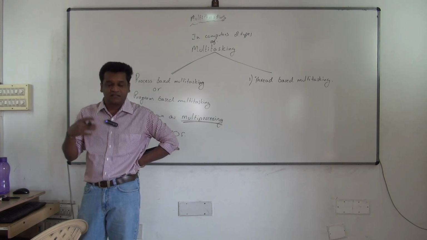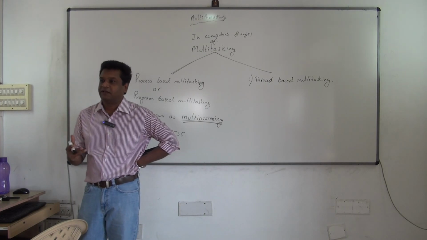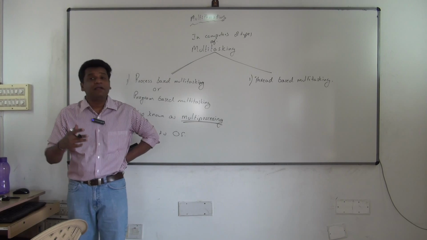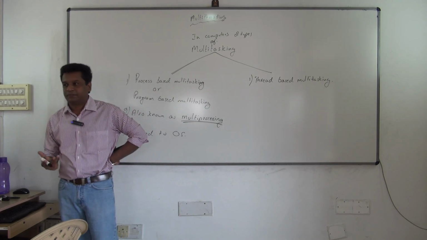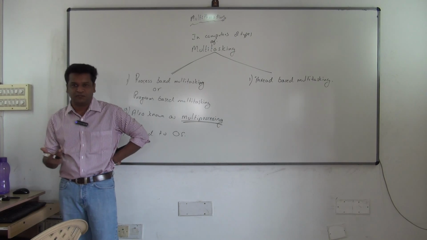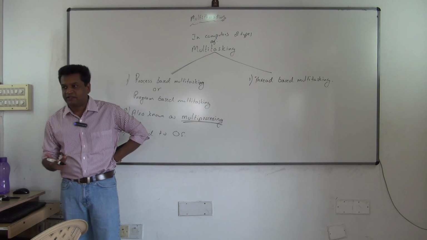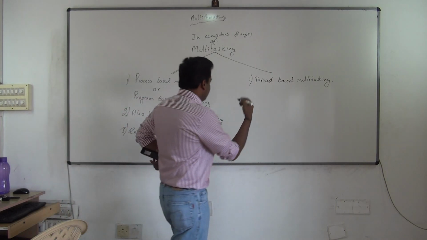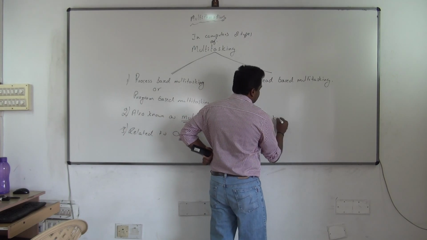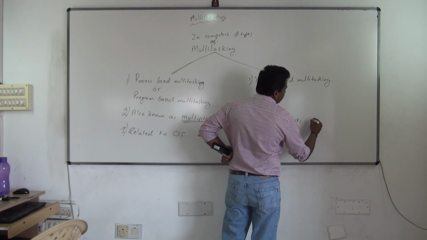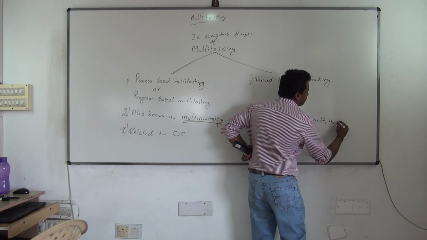So that separate part of a program is called a thread. Understood? And having multiple threads in your program is called multithreading, or having multiple paths of execution. Multiple paths of execution in a program is called multithreading. So thread-based multitasking is known as multithreading.